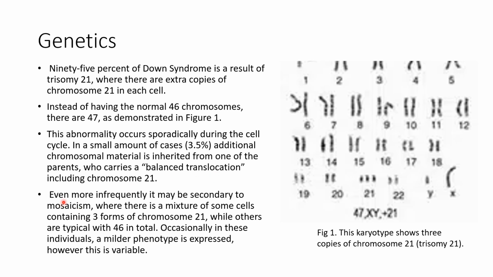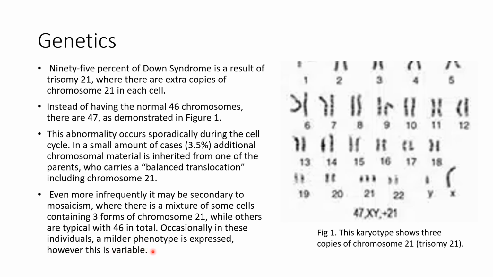Then the other one, even more infrequently, may be secondary to mosaicism. So that's the second mechanism, where there is a mixture of some cells containing three copies of chromosome 21, while others are typical with 46 in total. Occasionally, in these individuals, a mild phenotype is expressed. However, this is actually variable.